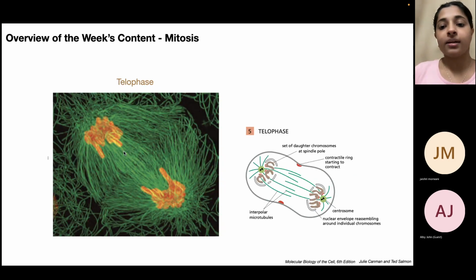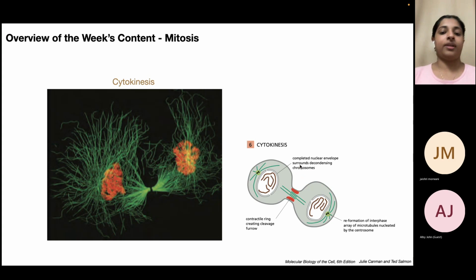And in telophase, the separation is complete. They have reached the spindle poles, and there are few microtubules still present between these chromosomes. One is the interpolar microtubules, but the set of daughter chromosomes are already present at the spindle pole, and slowly the cell will start entering into cytokinesis, which is basically where the cell divides its cytoplasm as well into two equal parts if it is a symmetric mitotic division, and the nuclear envelope starts reforming.